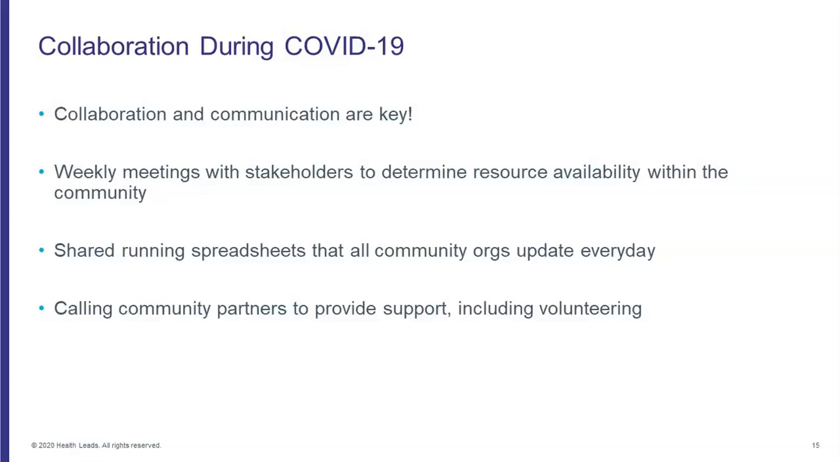There's also been some shared running spreadsheets that community orgs update every day so that people can have as up-to-date information as possible on what the status is of each of the different community orgs. And even what Stacey alluded to, of calling community partners to provide support, including volunteering, and thinking of how we're adjusting some of those workflows. If you're not able to right now, or if you're not seeing as many patients, how can you help some of your community organizations? And so volunteering, especially to help validate some resources so everyone's up to date when everything's changing so quickly.